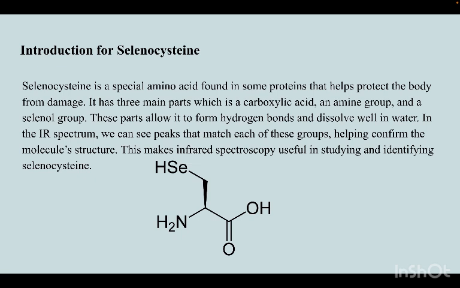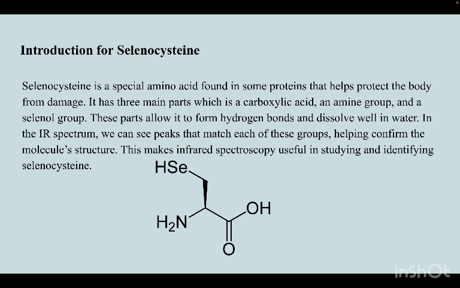The introduction for selenocysteine. Selenocysteine is a special amino acid found in some proteins that help protect the body from damage. It has three main parts, which are a carboxylic acid, an amine group, and a seleno group. These parts allow it to form hydrogen bonds and dissolve well in water. In the IR spectrum, we can see peaks that match each of these groups, helping confirm the molecule structure. This makes infrared spectroscopy useful in studying and identifying selenocysteine.